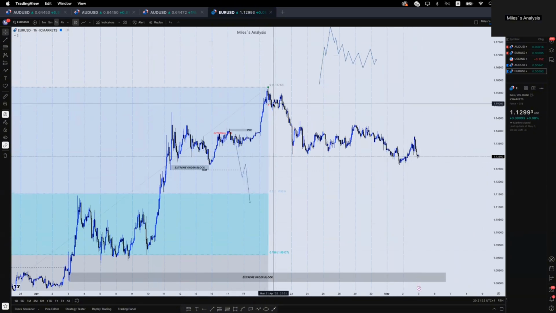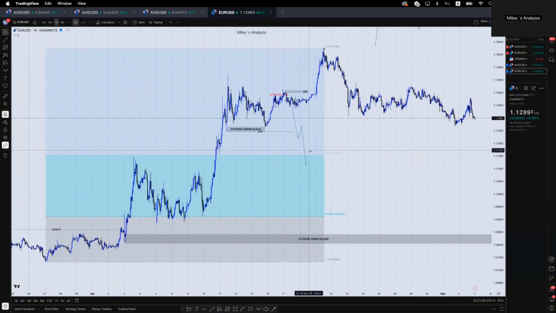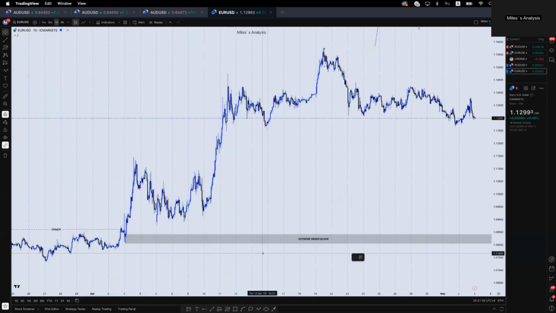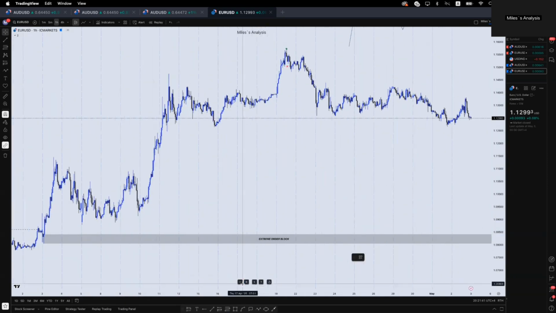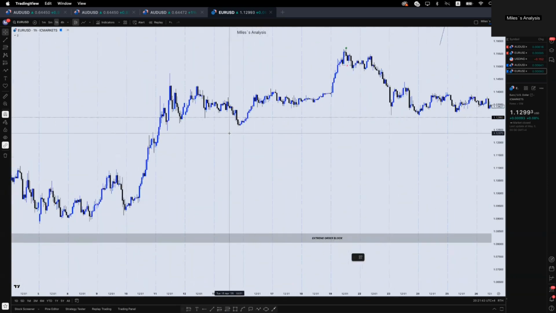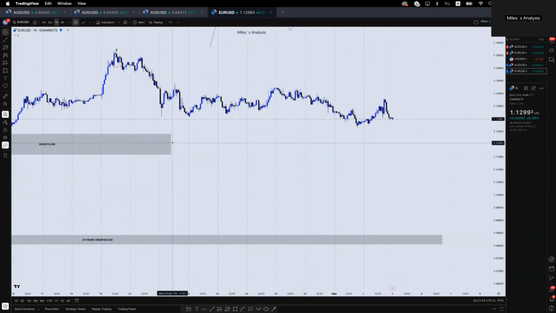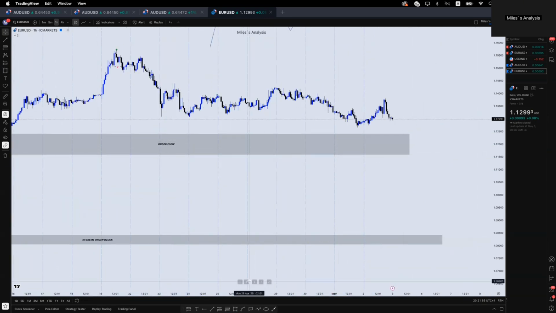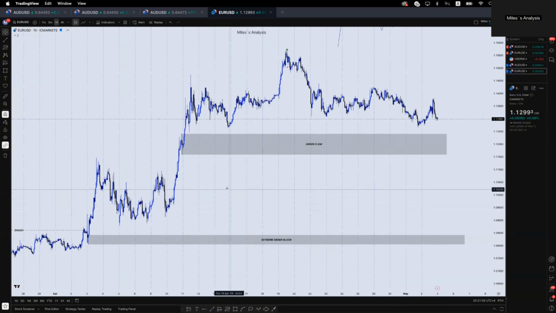Since our inducement is already mitigated, the only areas where we can start to look for entries are the order flows and order blocks that were left behind and unmitigated. So here you can see this is a valid order flow which was left unmitigated. We can look for entry potential here if it's not yet mitigated. Basically, this is the nearest point of interest I have at the moment.